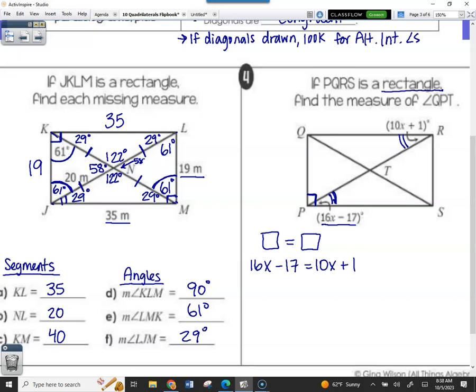Then you're going to solve this for x. Now, did it say find x? No, it said to find the measure of a certain angle. So that means you've got to do what with x? You got to go back and plug it into something.